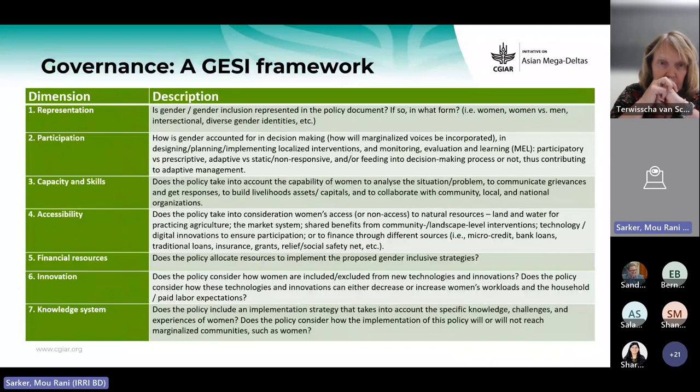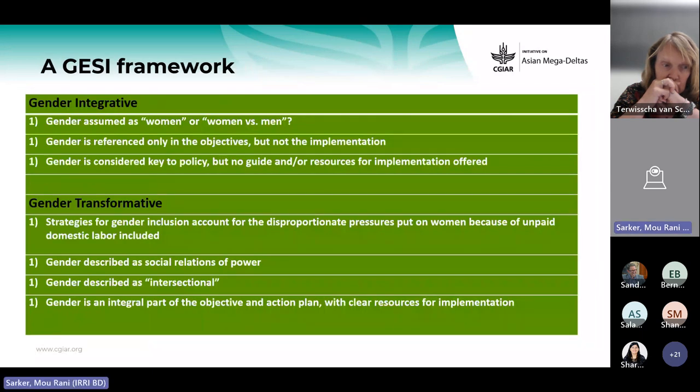So we also use the same 7 criteria and undertake a gender and social inclusion analysis of the above-mentioned 8 policies. I am not going through this because of lack of time. However, for the framework, there will be 3 categories, from gender blind to gender transformative. When a policy gives no attention to gender, that means the score is 0 according to the CGIAR gender impact assessment, then that policy will be gender blind. Gender integrative is when the score is 1, and gender transformative for score 2. And this work is still in progress.